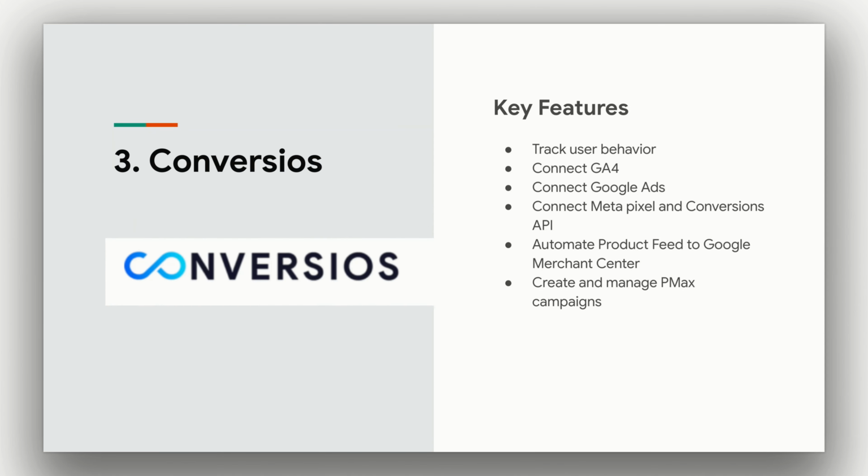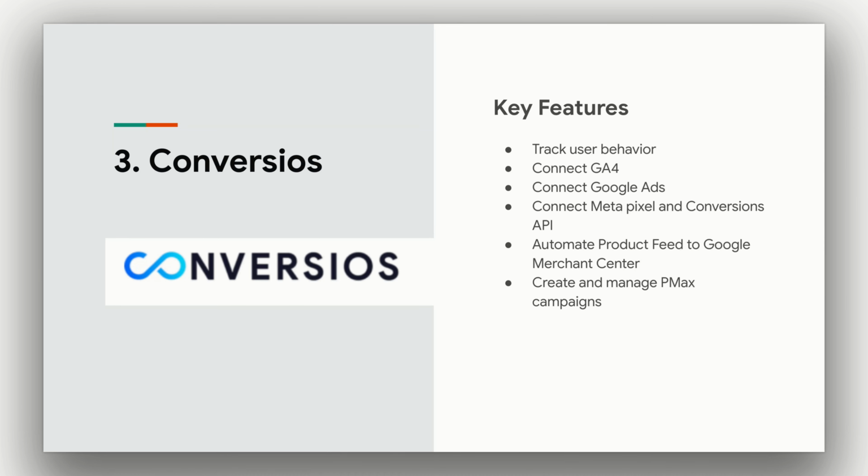Next, let's move on to number three, Conversios. Conversios is one amazing plugin that you can definitely try. It offers you to track complete user behavior. It helps you connect with GA4, Google Ads, Meta pixel, and Conversions API very easily. It's also the same plug and play, click and seamless integration with these ad platforms. It also helps you automate product feed to Google Merchant Center.